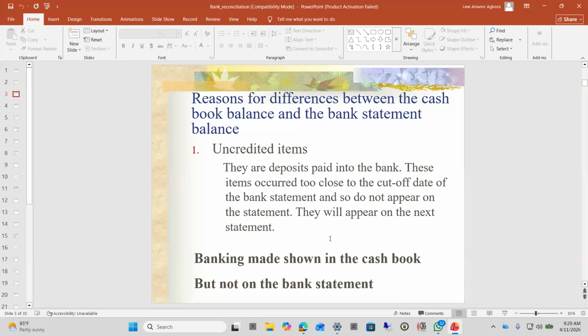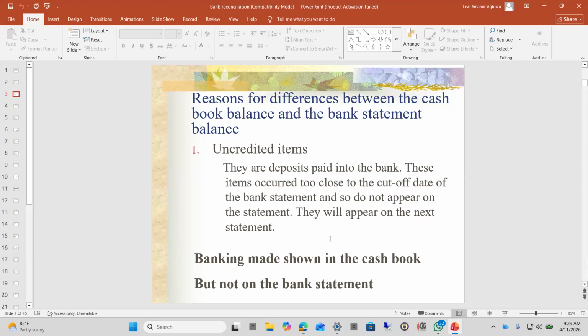So over here we said they are deposits paid into the bank. These items occur too close to the cutoff date of the bank statement, and so do not appear on the bank statement. They will actually appear in the next statement.